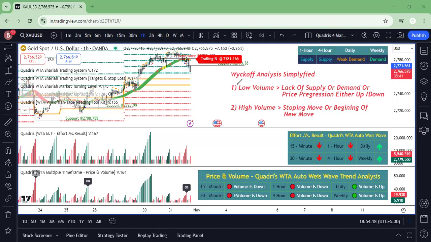But this is for people who are aspiring to learn Wyckoff and who are seriously wanting to make their livelihood out of trading, because trading is a business of probability. It is a business of staying in the market for a longer duration, and that depends upon what probabilities you have in your favor.